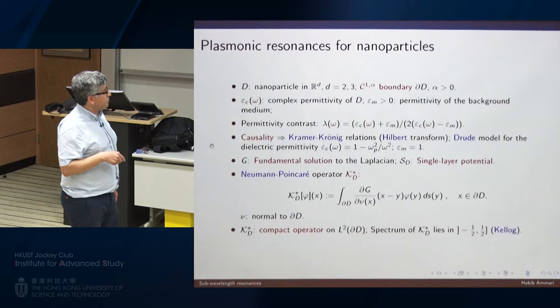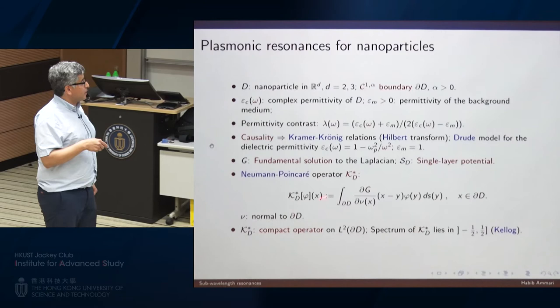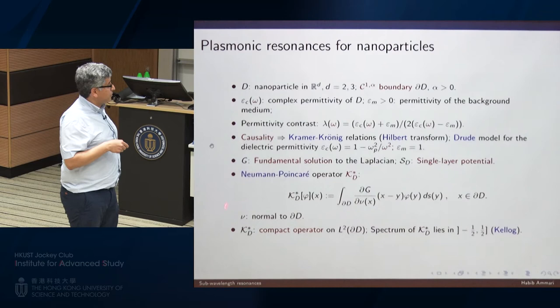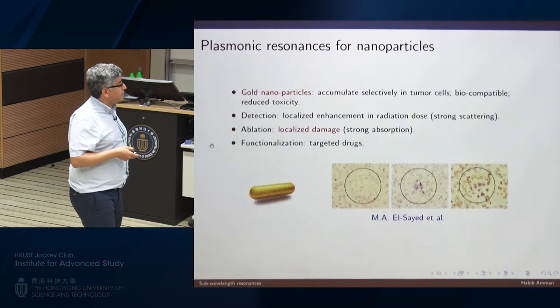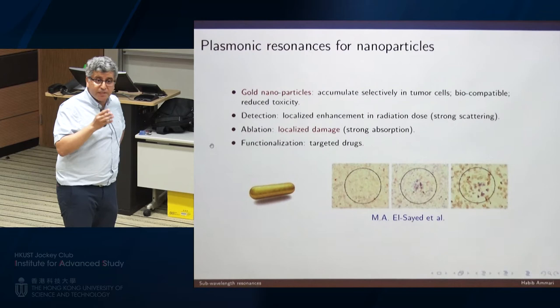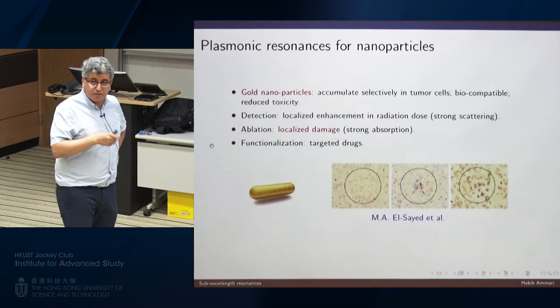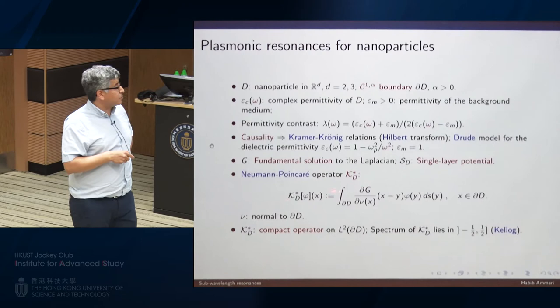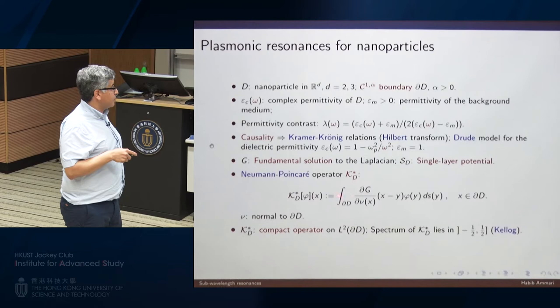You take G, the fundamental solution of the Laplacian. Single layer potential is convolution with the fundamental solution, and I'm going to use this operator to characterize the resonant frequencies. So you can achieve this strong scattering and strong absorption only at some frequencies, not for all the frequencies. These are the resonant frequencies I would like to characterize in terms of the spectrum of this operator. This is called the Neumann-Poincaré operator, or trace operator in integral equation theory.